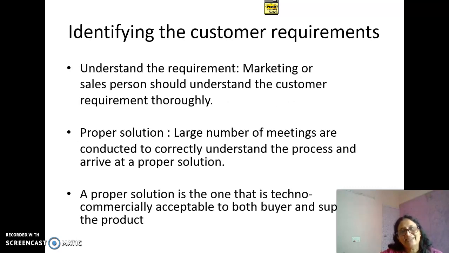So how do we collect or identify these requirements? Marketing or salespersons should understand the customer requirements thoroughly. How do they understand the requirements of customers? They conduct a large number of meetings, they conduct surveys, they take feedback from the population, they collect data, they analyze data, and then they find out the requirements of the customers or users. A proper solution is one that is techno-commercially acceptable to both buyer and supplier of the product.